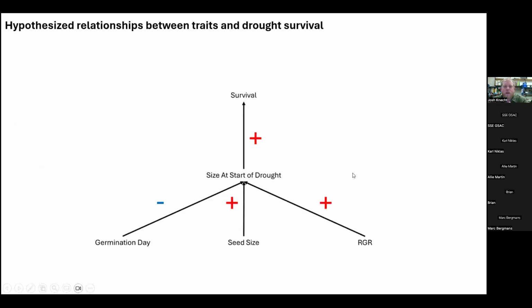So here are our hypothesized relationships between these phenotypes and survival. We thought that the size of the plant would be positively correlated with survival. This could be because bigger seedlings are just more robust, or it could be that size is telling us something about the internal physiology, and if there are problems, that might impact survival, or it could be somewhere in between those two. So we would expect germination day to negatively correlate with size and then survival, because earlier germinating plants are going to be bigger. Seed size, we would expect bigger seeds to have bigger plants and more survival. And then relative growth rate, we would expect higher relative growth rates to have larger plants and larger survival.